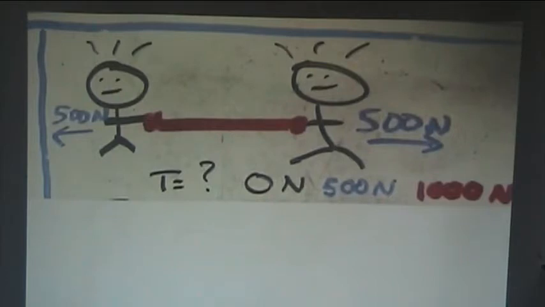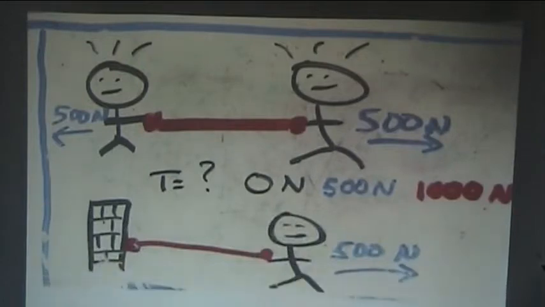So both people tug with a force of 500 newtons. The question is, what's the tension in the rope? Is it 0 newtons, 500 newtons, or 1,000 newtons? Well, before we give you the answer, let me have you look at something similar.